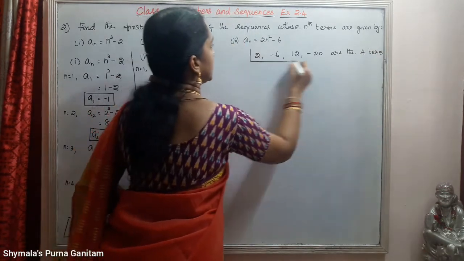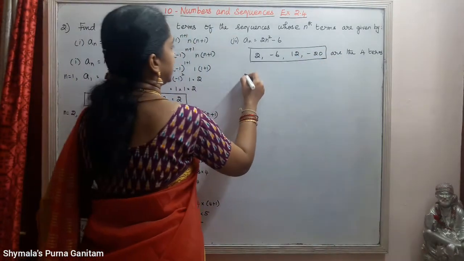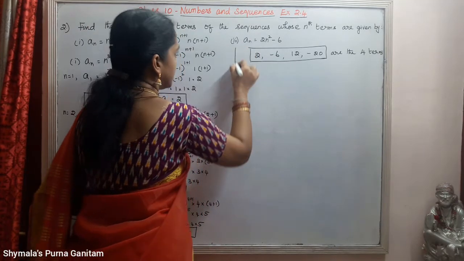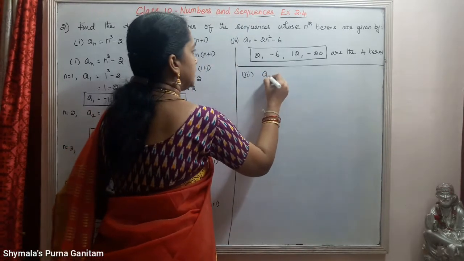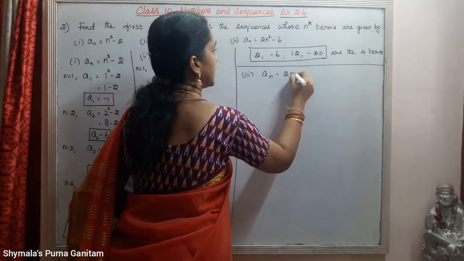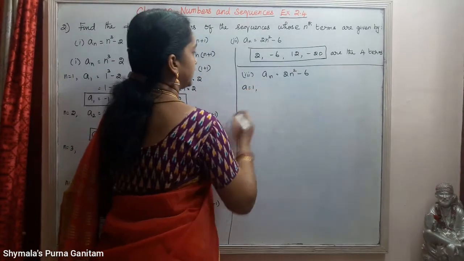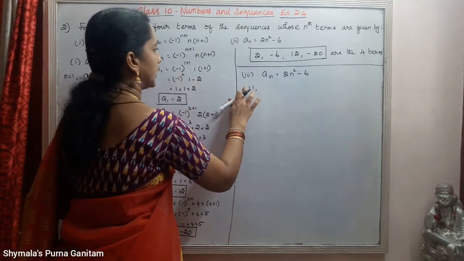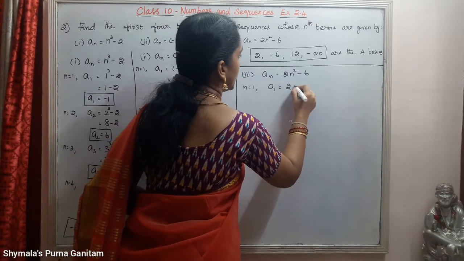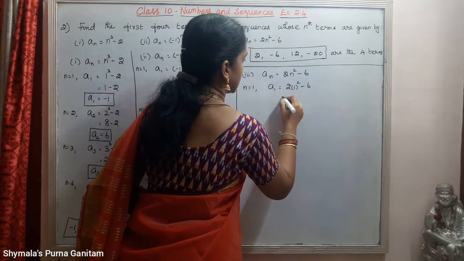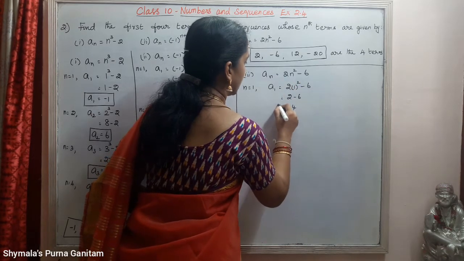This is the answer for the second one. Then the third sum is a_n is equal to 2n squared minus 6. So n is equal to 1. So a1 is equal to 2 into 1 squared minus 6. So 2 into 1 squared is 2, minus 6 is minus 4.